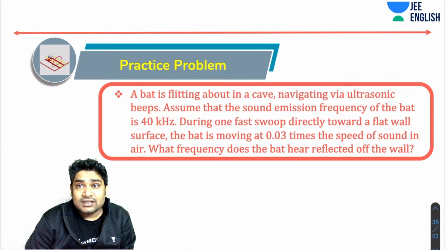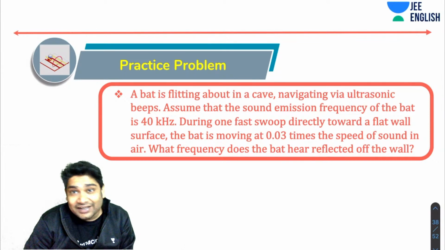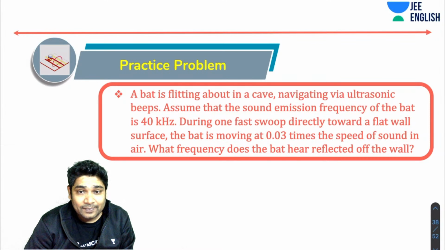This problem says a bat is flitting about in a cave, navigating via ultrasonic beeps. Assuming that the sound emission frequency by the bat is 40 kilohertz, during one fast swoop directly towards a flat wall surface, the bat is moving at 0.03 times the speed of sound. What frequency does the bat hear reflected off the wall?